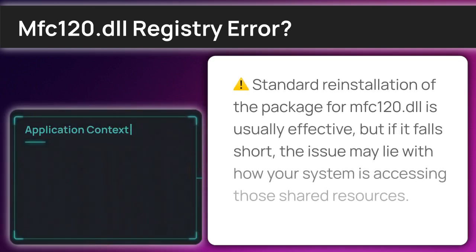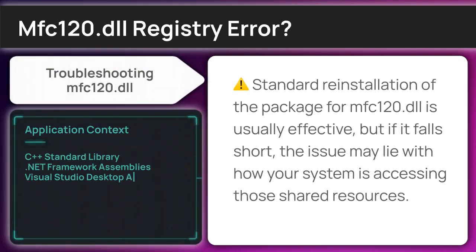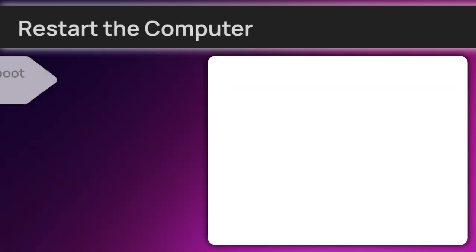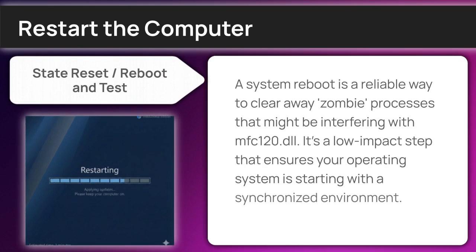In cases where the official installer remains ineffective, we must escalate to a manual review of your system's active runtime state. A full system restart ensures that no background processes are currently locking the Mfc120 file. A fresh boot allows Windows to reinitialize its library map from a clean state.